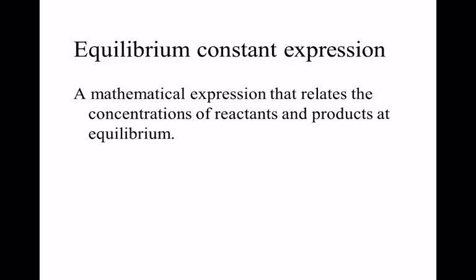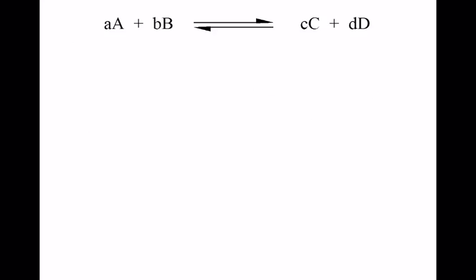Remember how we had a generic rate law expression? This is our generic equilibrium constant expression. It looks like this, where we have two reactants in equilibrium with two products. We'll use capital letters for what the species is, and lowercase letters for the stoichiometric coefficients.